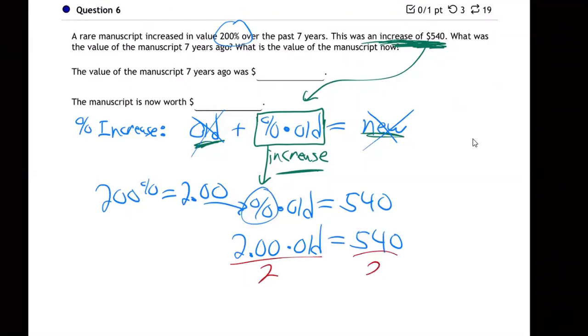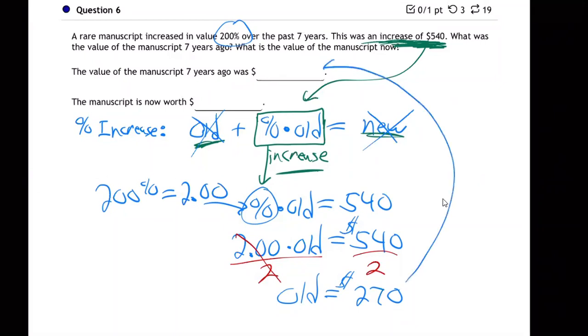Solve for the old price, divide by 2 on both sides there, and we'll get the old price, which was $270. So we have $270 as the old price. And so that's what they're asking about right here. 270 was the old price 7 years ago.